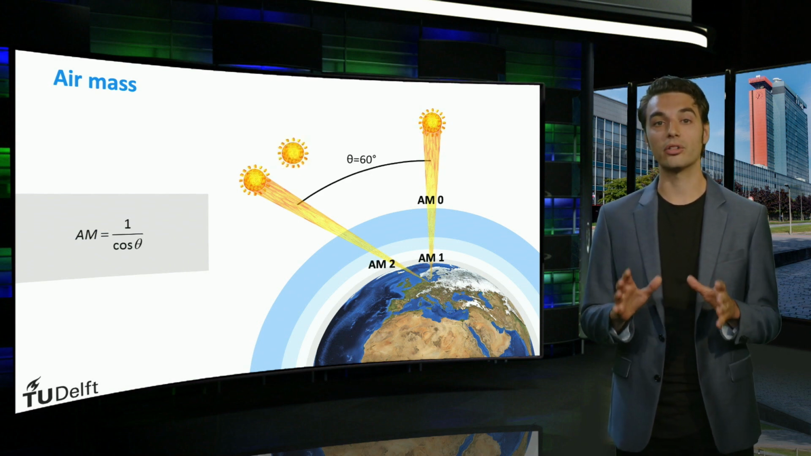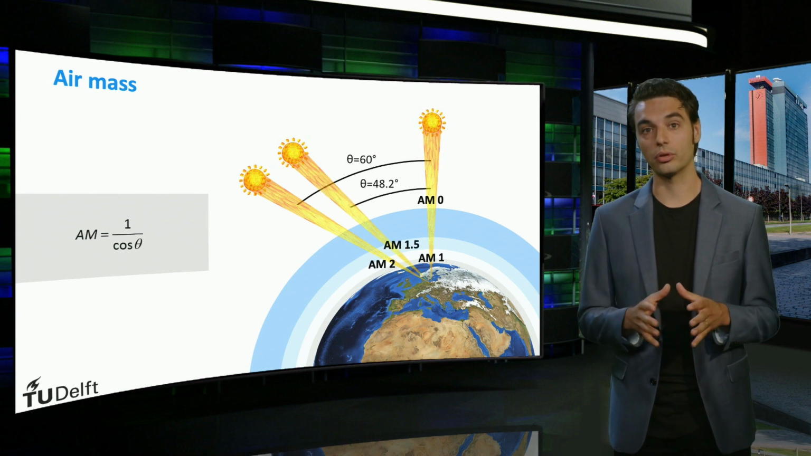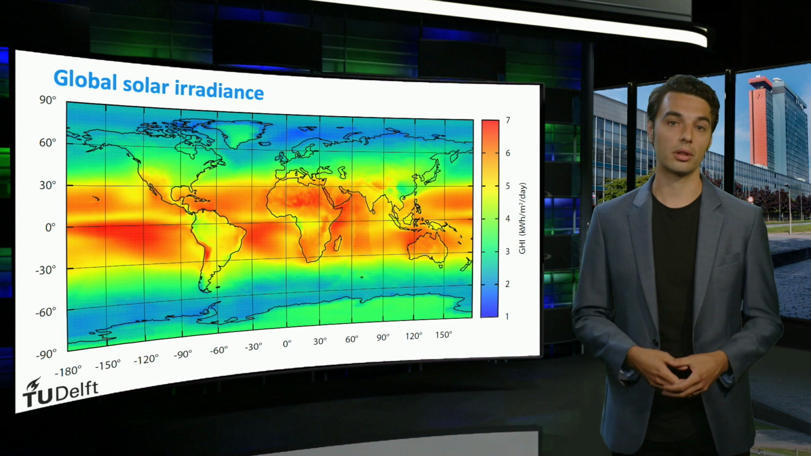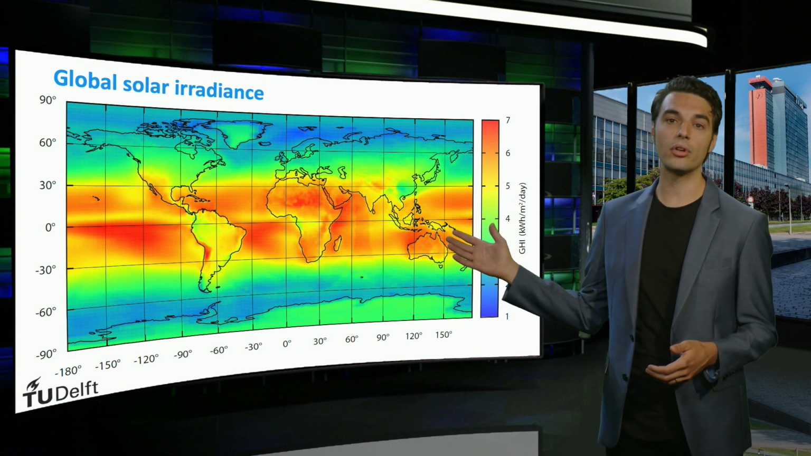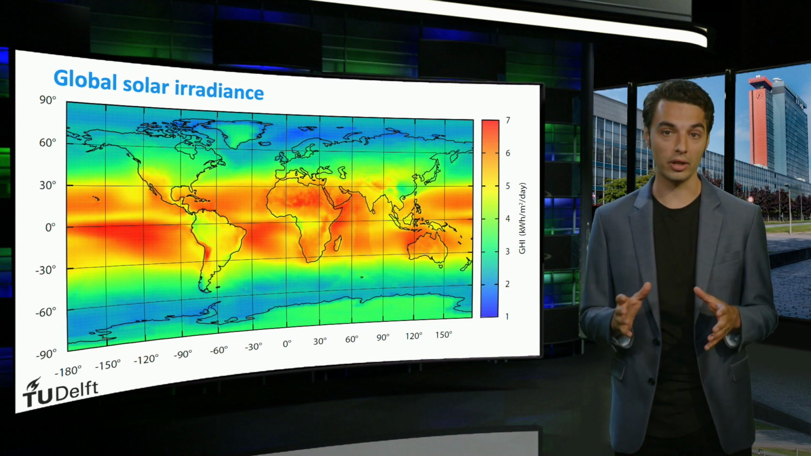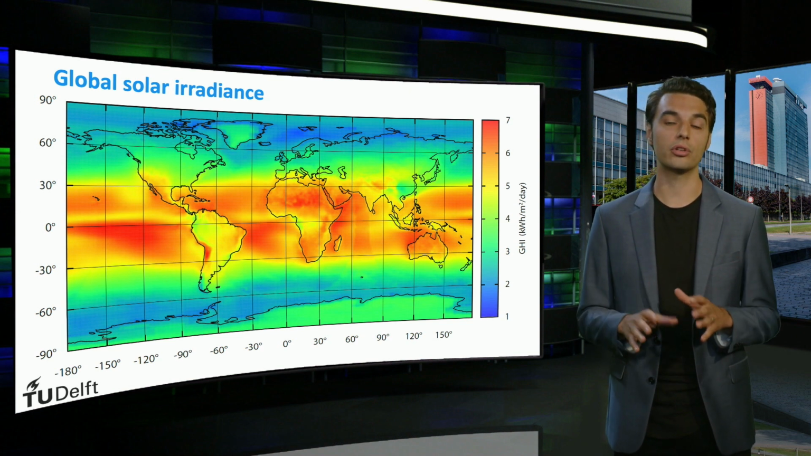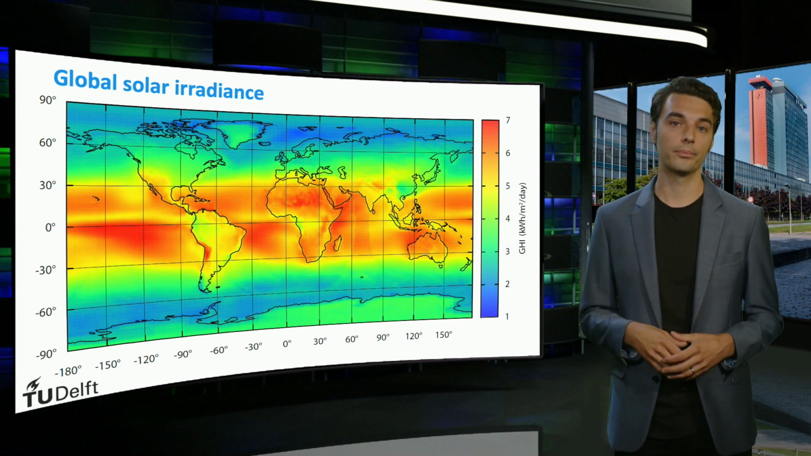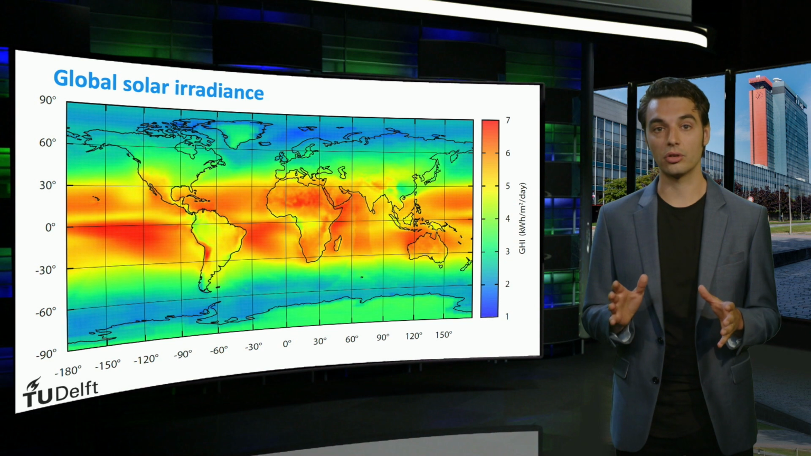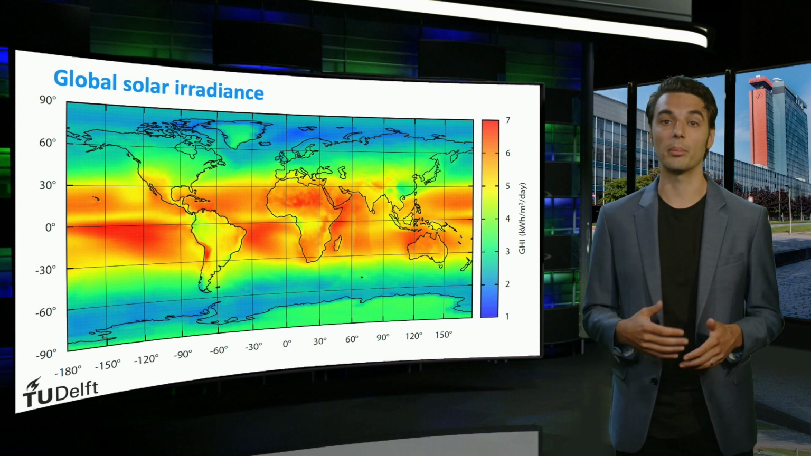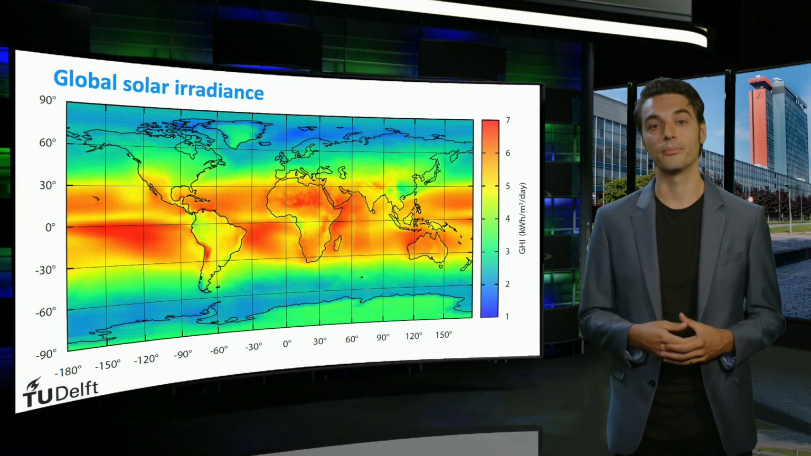How much power is actually incident on a specific surface varies with the time of day, with the seasons, and the position on Earth. This figure shows the average global horizontal irradiance, which is the power incident on a horizontal surface averaged over the entire year in kWh per square meter per day. While on average a solar panel in Northern Europe may only receive 3 kWh per square meter per day, around the equator this number can go up to 6 or 7.